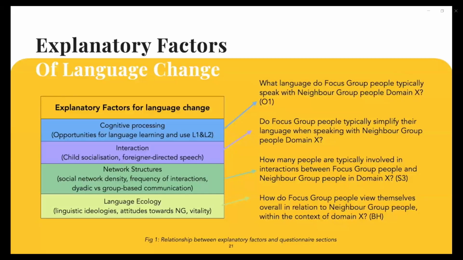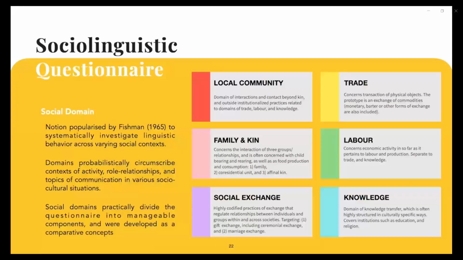Let's consider the language ecology one. How do focus group people view themselves overall in relation to neighbour group people within the context of, let's say, knowledge, within a school context? Do they view themselves very positively, or do they view themselves negatively? Do they see themselves as inferior, or is it neither of these things? So I mentioned trade and knowledge just then. That's another component of how we structure the questionnaire.